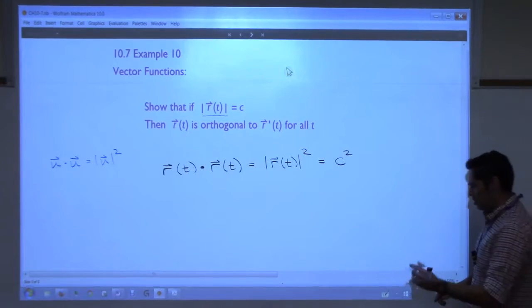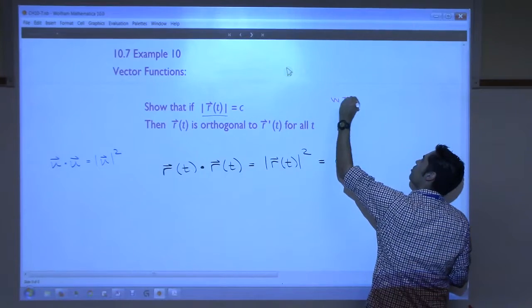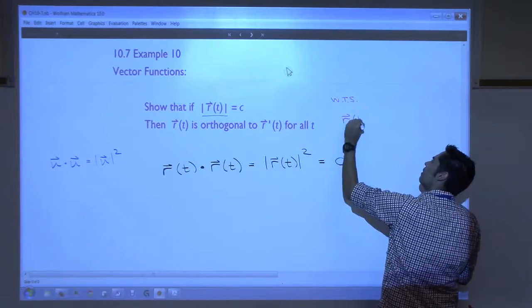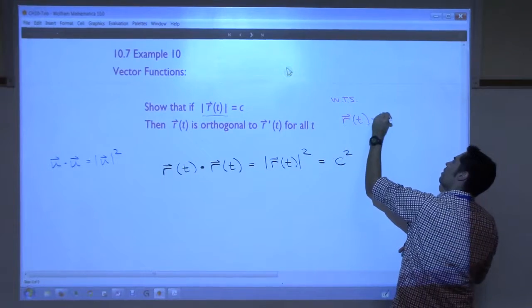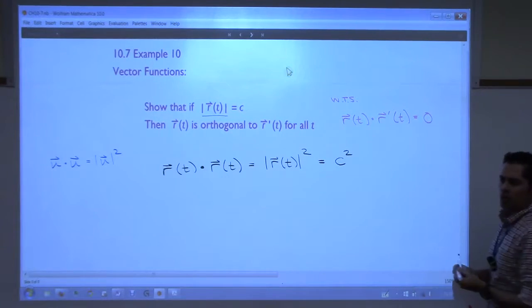Okay, well, I still haven't shown what I want to show. What do I want to show? I should have put that up here. I want to show that r dotted with its own derivative is 0, right? That's what I want to show.